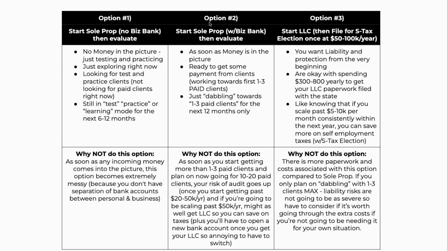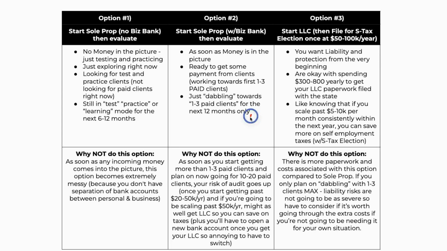Let's now talk about option number 2. Option number 2 is where you start a sole prop with a business bank account and then evaluate. When is this good? It's as soon as money's in the picture, but you know what, I'm going to get a couple paying clients. Maybe let's say 1 to 3 paying clients. I'm just dabbling towards getting 1 to 3 paying clients for the next 12 months only.